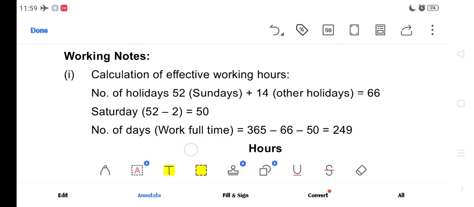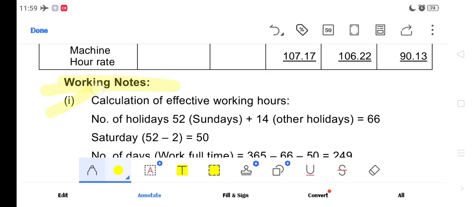Okay, so first let's see working note number 1. What is this? Calculation of effective working hours. Already told you, no? There are some holidays and all, and on main working days it is 8 hours, and on Saturdays it is only 4 hours, because he says half day. For a full day 8 hours means, for a half day how many hours? 4 hours only, no?